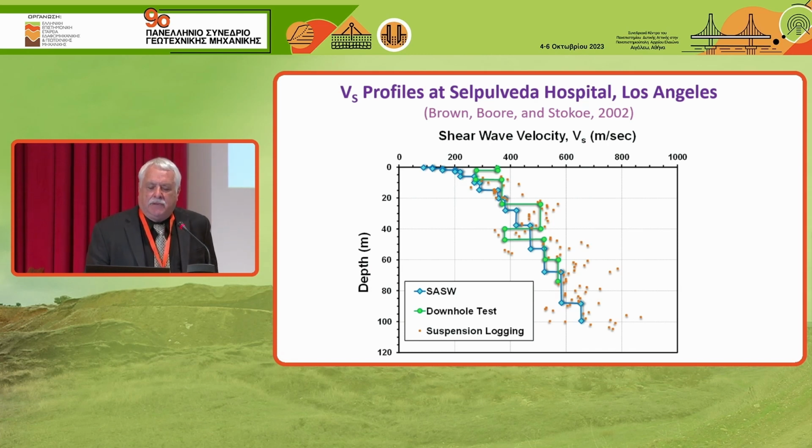There was a program by David Bohr and Ken Stokey some years ago where they went to 10 different sites and did downhole, invasive geophysics, suspension logging, which is another type of invasive, and then they did spectral analysis of surface waves at the surface, and you see the three colors of the dots. And more or less, they're showing agreement. They're going from, say, as low as 100 meters per second at the surface down to about maybe 650 meters per second at a depth of 100 meters. So we get similar answers, not the exact same answer, but very similar profiles.